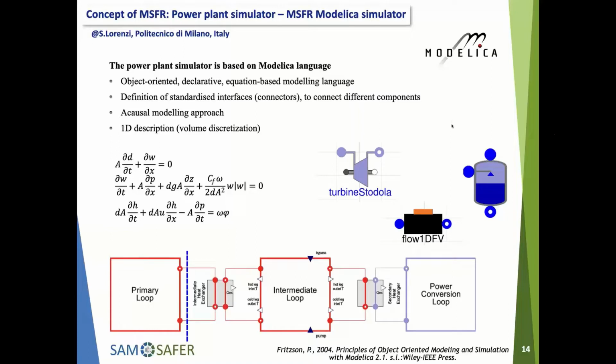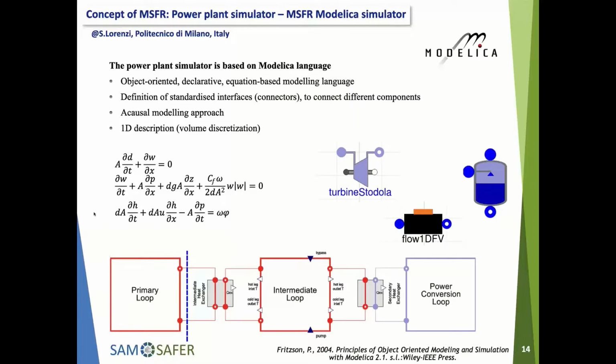So the second power plant simulator that will be shown today is a Modelica-based one. Modelica is a modeling language which is object oriented. This means that, as you can see on the right side, if you want to model a turbine or a simple pipe, you will have the corresponding object, and then the corresponding equations related to the dynamic behavior of this object.